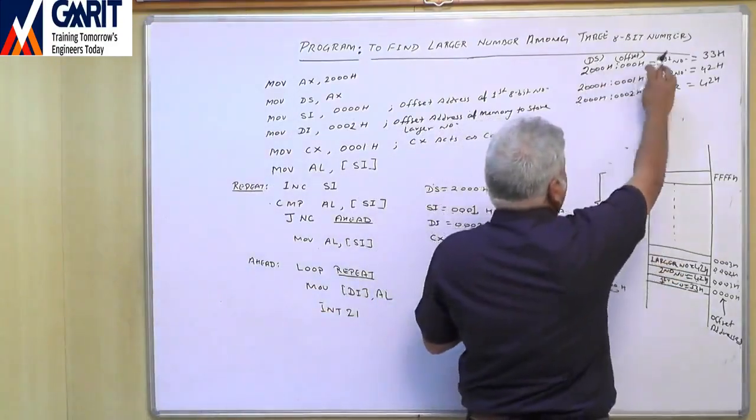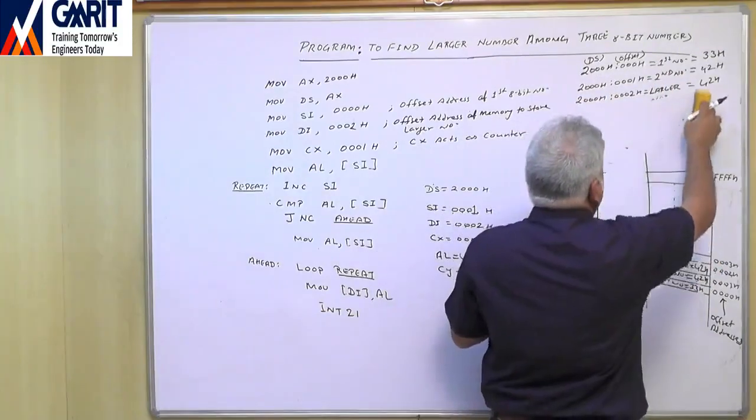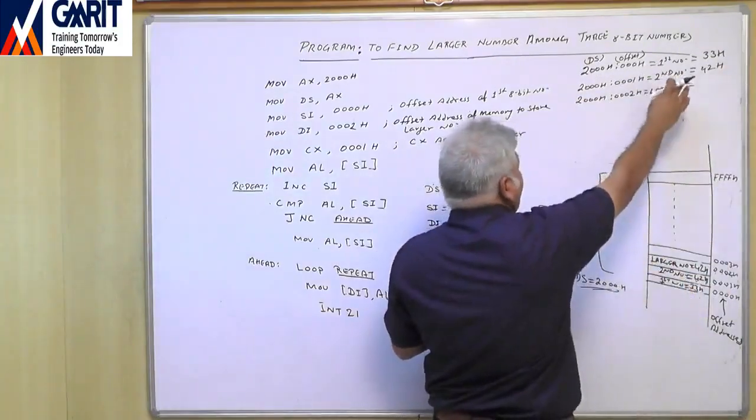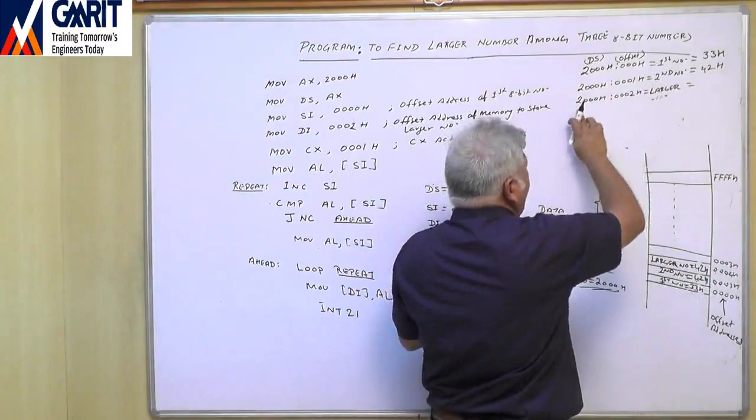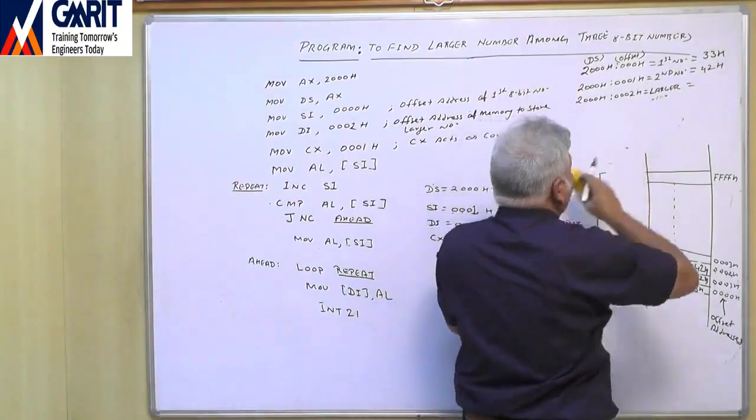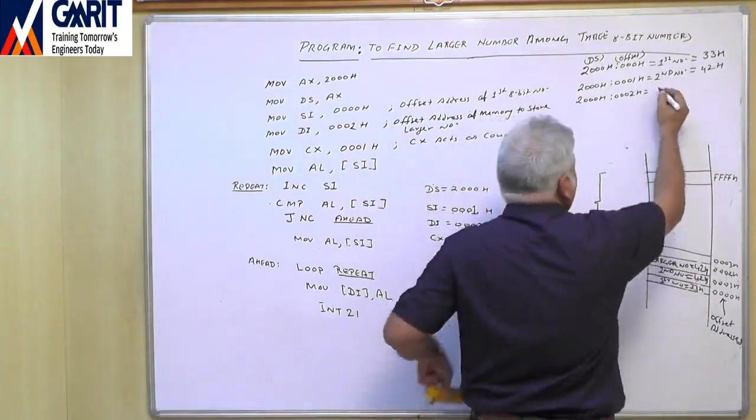Now the first number is at the same address. The second number is at 0001. Now the third number is at 0002. So here we now have a third number.